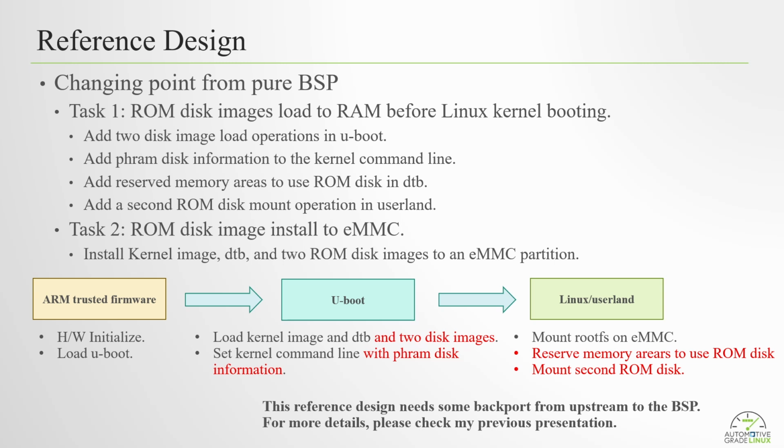Task 1: ROM disk images are loaded to RAM before the Linux kernel boots. Add two disk image load operations in U-Boot. Add PHRAM disk information to the kernel command line. Add a reserved memory area to use the ROM disk in the DTB. Add a second ROM disk mount operation in user space.